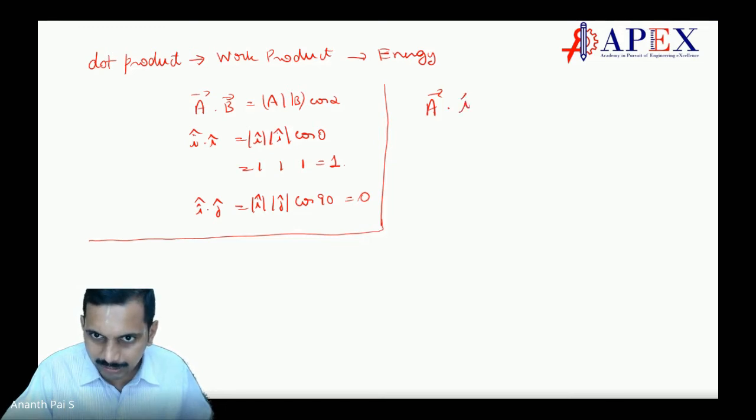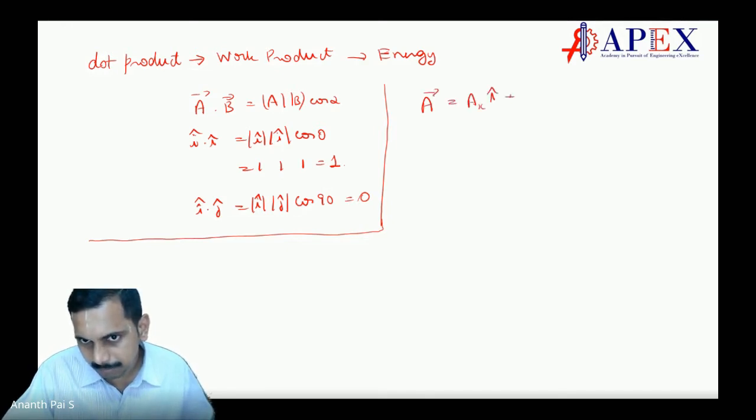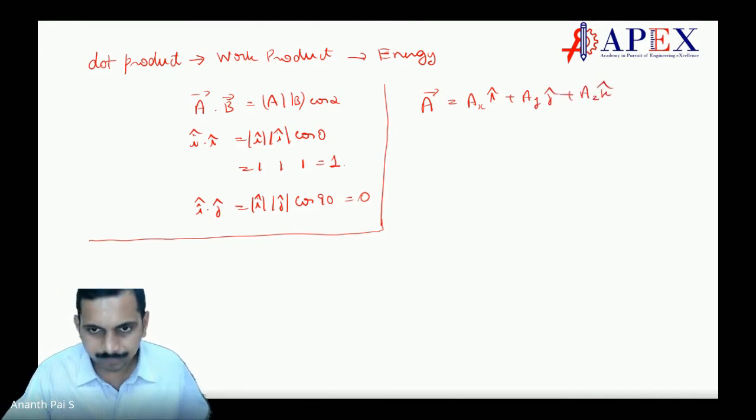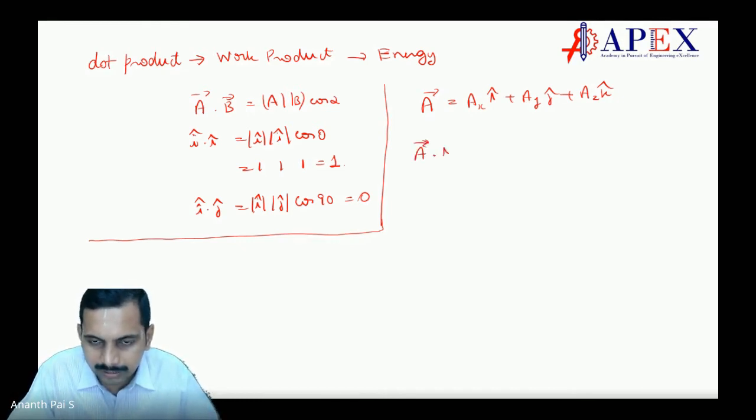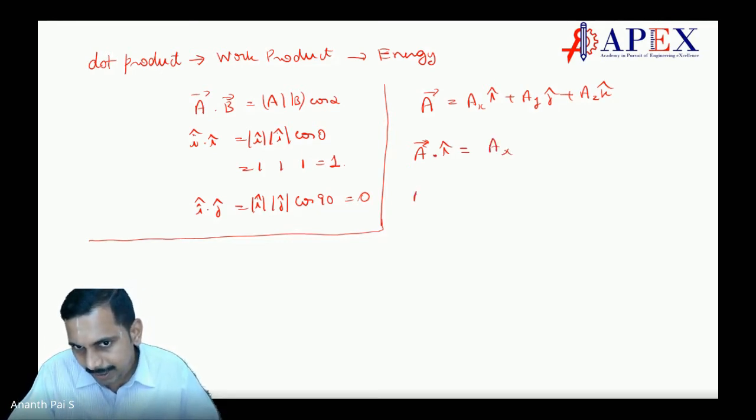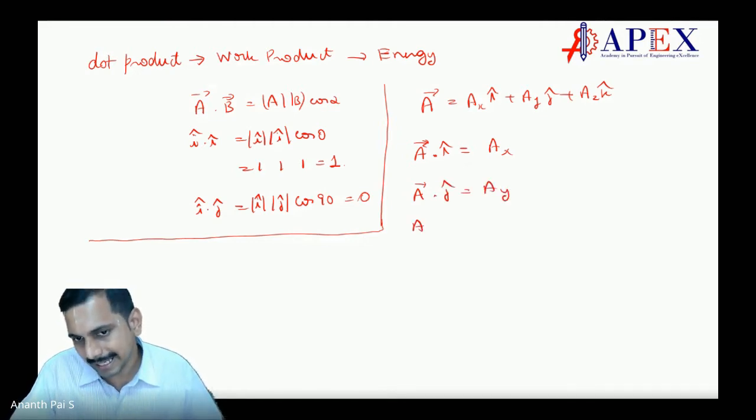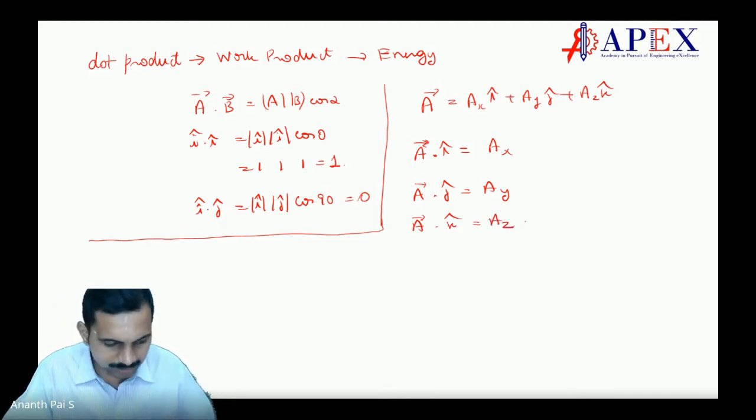A dotted with I. Okay, we know, see, again, let me repeat. A vector is AXI plus AYJ plus AZK. Agreed? Now, if I say A dotted with I is what? A dotted with I is AX. Correct, students? A dotted with J is AY and A dotted with K is equal to AZ. Very important. Simple and straight. Correct, students?